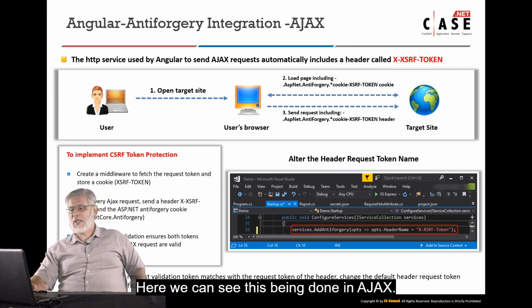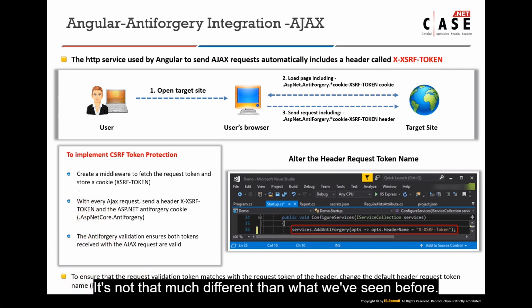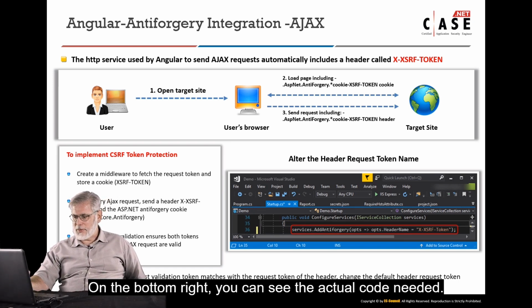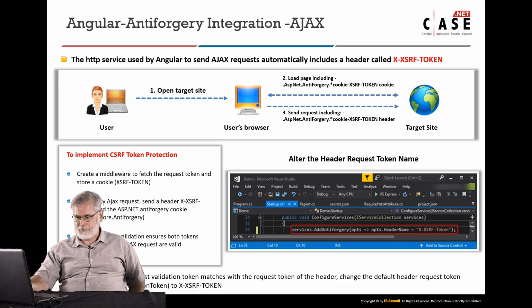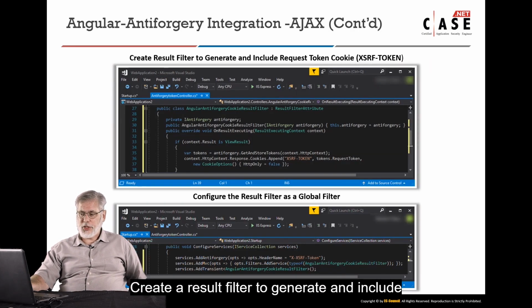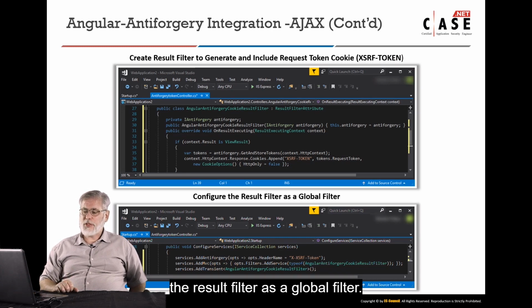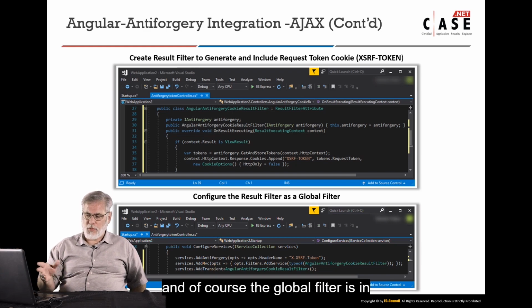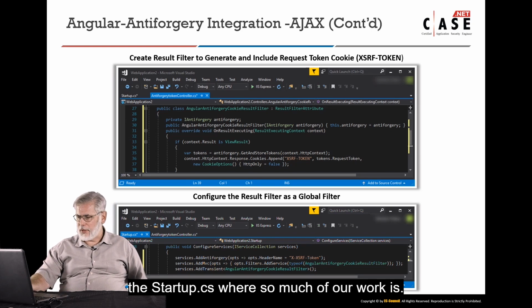Here we can see this being done in AJAX. It's not that much different than what we've seen before. The diagram here demonstrates how the process works, and on the bottom right, you can see the actual code needed. Create a result filter to generate and include the request token cookie, and configure the result filter as a global filter. A few simple lines of code done right here, and of course, the global filter is in the Startup.cs, as so much of our work is.